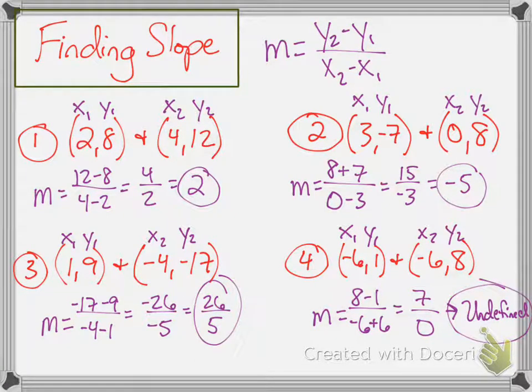You call it undefined. If you get a slope where the top number is 0, the numerator is 0, then your answer is 0. If the bottom is 0, it is technically undefined because you cannot divide by 0. So that's your quick review there, how to find slope given 2 ordered pairs.